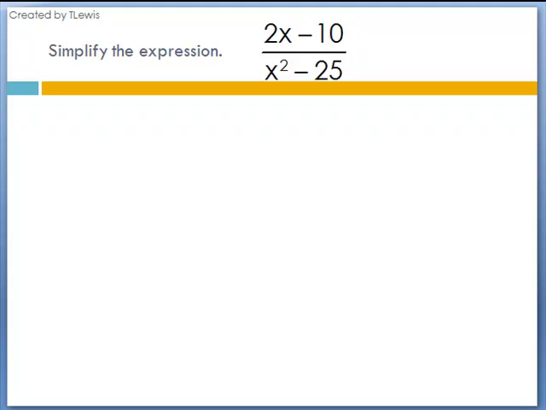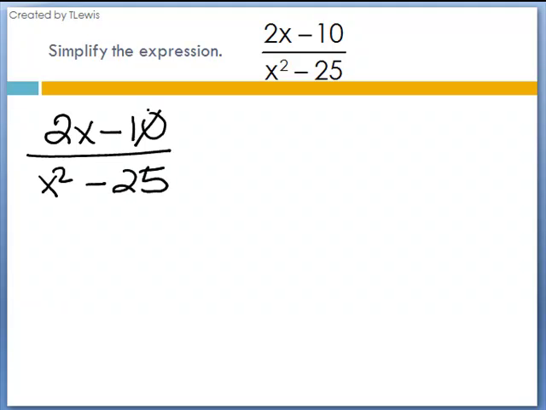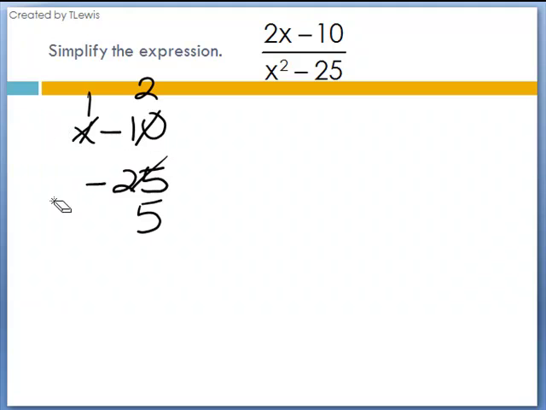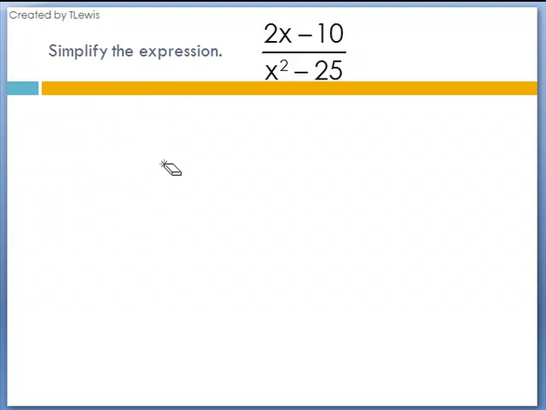Simplify the expression. We have 2x minus 10 over x squared minus 25. Now, what we do not want to start off doing is trying to cross out this right here, what you see me doing. You try to cross this out and then make some kind of way that you would try to simplify this. Well, that's incorrect.